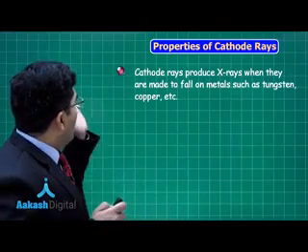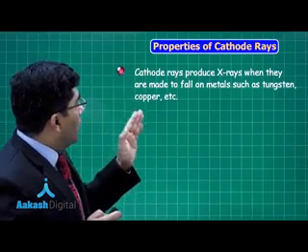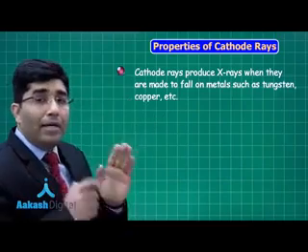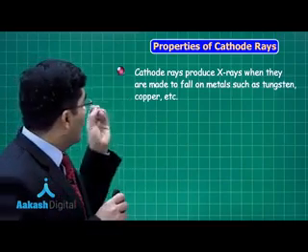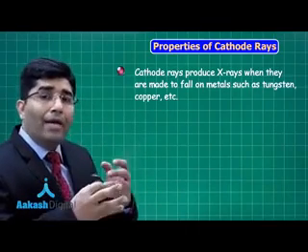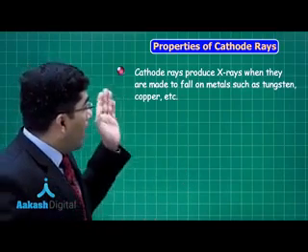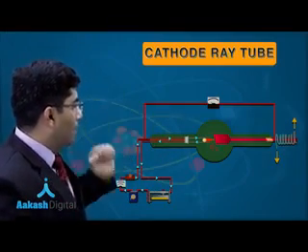The next property is that cathode rays produce X-rays when they fall on metals. It means that they have some energy. When they fall on the surface of tungsten and copper, they collide and emit X-rays. And how does it happen? It happens in this manner.